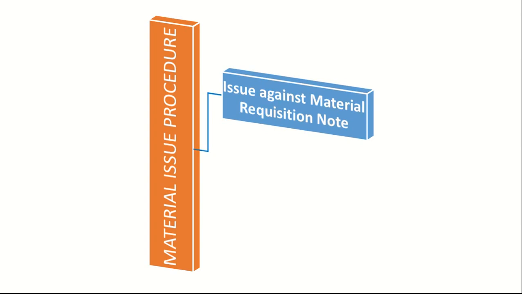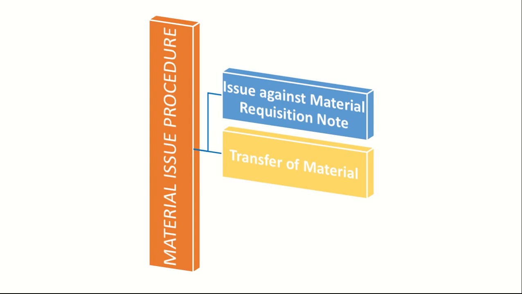One, issue against material requisition note. It is the voucher of the authority as regards issue of materials for use in the factory or in any of its departments. After receipt of the material requisition slip, the storekeeper ensures that the requisition is properly authorized and the requisitioned quantity is within the quantity specified in the bill of materials. After being satisfied with the documents, the storekeeper issues the materials, keeps one copy of the requisition, and records the transaction in the records maintained by the stores department.